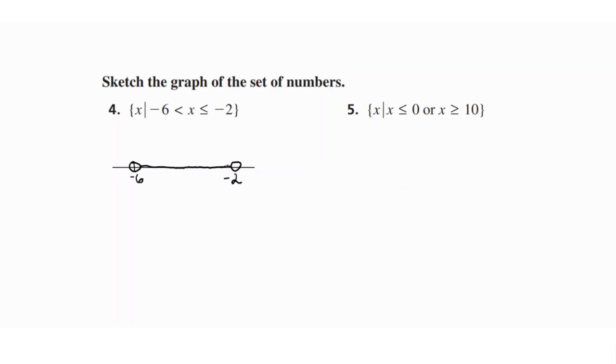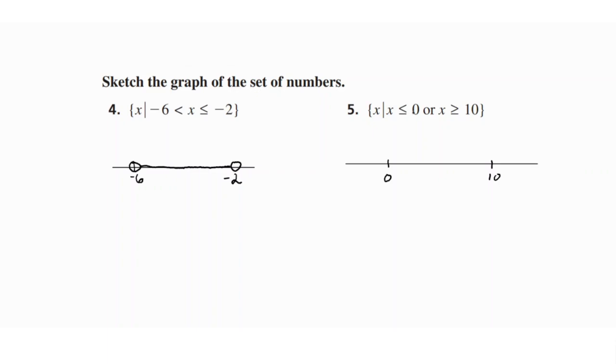All right, problem 5. We have the set of all x such that x is less than or equal to 0 or x is greater than or equal to 10. Again, we're going to make our number line. And on our number line here, let's put 0 here, and let's put 10 here.